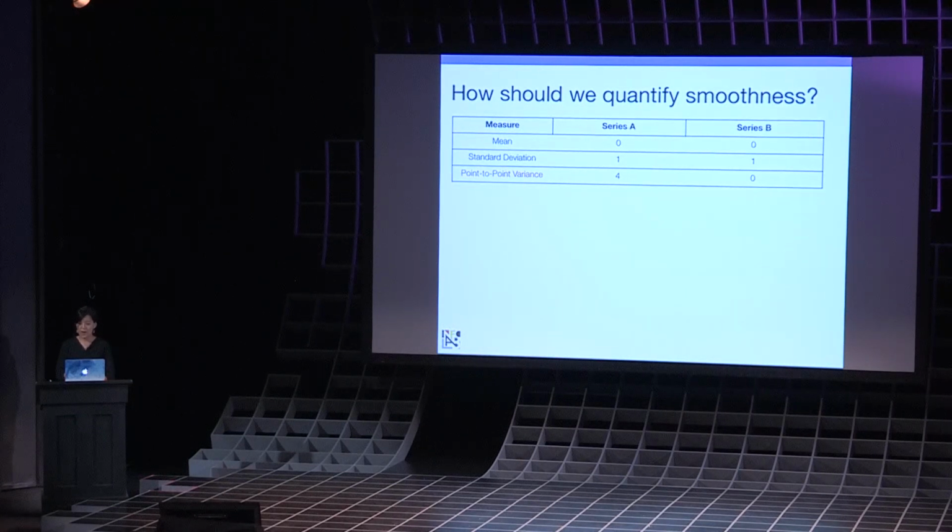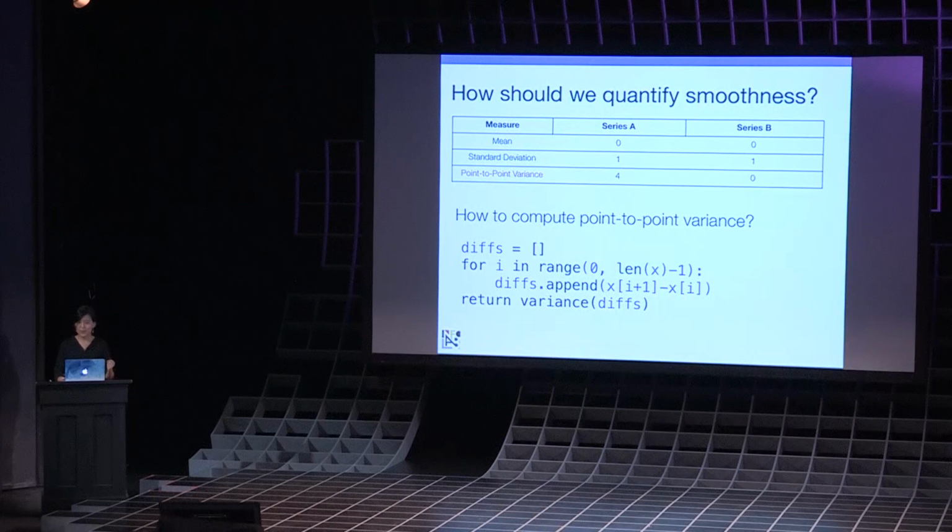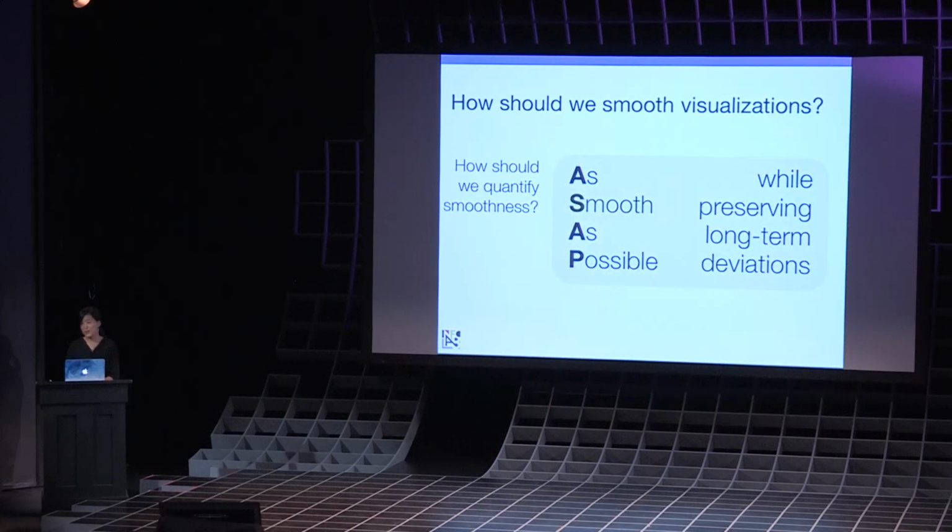Great, so how do we calculate this point-to-point variance exactly? Simple. Iterate through your points in your time series, calculate the difference between every neighboring point, and then you call the variance function, and you're done. So we already have the first part of the answer. We quantify smoothness in time series using this variance of difference between neighboring points.